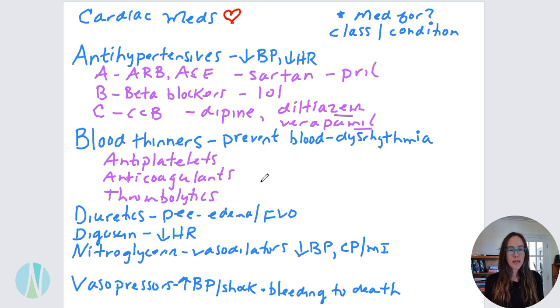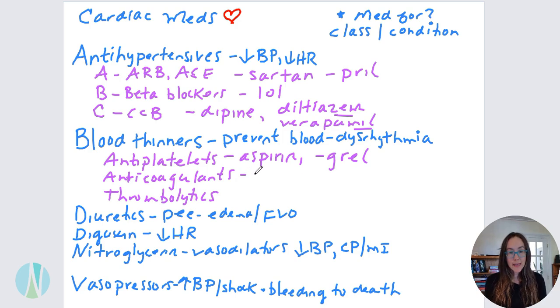So all three of these medications thin the blood, but just in different ways. So the antiplatelets are what? Aspirin. And then there's these medications that end in grel, like clopidogrel. There's a couple of them.